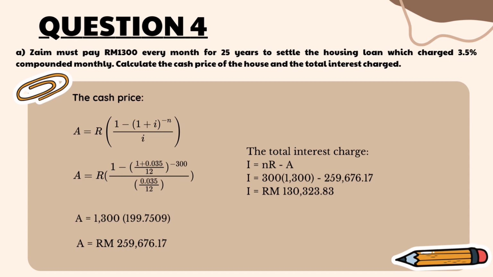Next, the question asks to find the total interest charge. In this case, we will use the formula of I equals nR minus A. Referring to the previous question, n equals 300, R equals 1,300, and A equals 259,676.17. Put all of the numbers into the formula to get the total of 130,323.83.